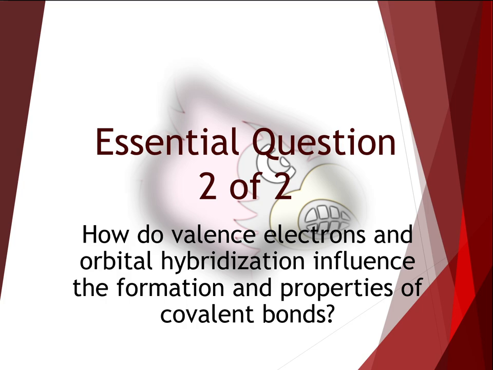At this point, you should be able to generate a full and appropriate response to today's essential question. How do valence electrons and orbital hybridization influence the formation and properties of covalent bonds?